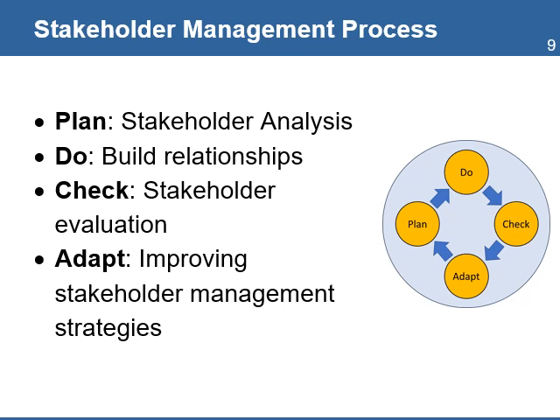Do, which is to build the relationships, implementing the strategies through communications and obtaining support. To check, this is the stakeholder evaluation, which is evaluating the results of the stakeholder strategies. And adapt, which means the process to improve the stakeholder management strategies.